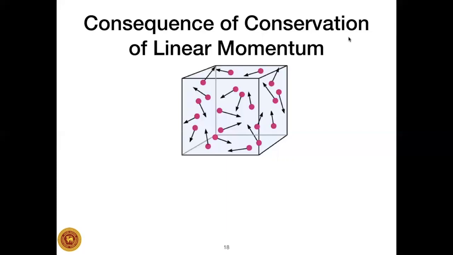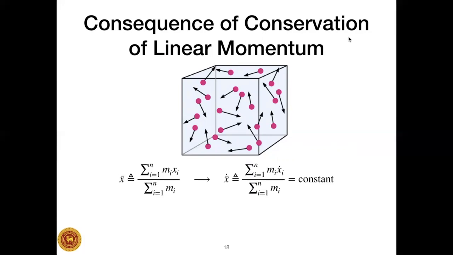Let's look at what happens to this set of particles. Let's first find the center of mass of all these interacting particles. This is the expression for the center of mass: the summation of m_i x_i divided by the total mass, the summation of m_i. Now, if you differentiate this, we get this.